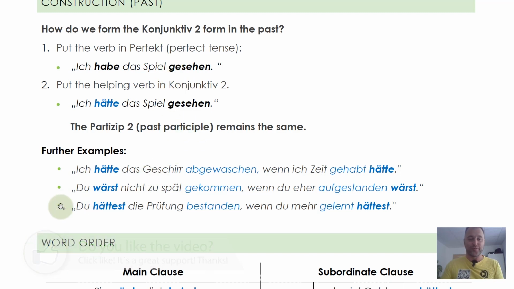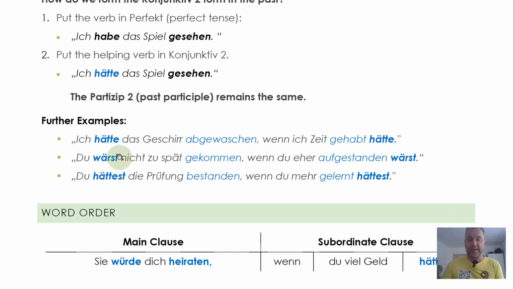A few more examples, because it's that easy. Yes, I just want to prove it to you. Ich hätte das Geschirr abgewaschen, wenn ich Zeit gehabt hätte. So I would have washed the dishes if I would have had the time. Du wärst nicht zu spät gekommen, wenn du eher aufgestanden wärst. You would not have been late if you would have gotten out of bed earlier. Du hättest die Prüfung bestanden, wenn du mehr gelernt hättest. You would have passed the exam if you would have studied more. So simply haben or sein into Konjunktiv 2. And that's it.